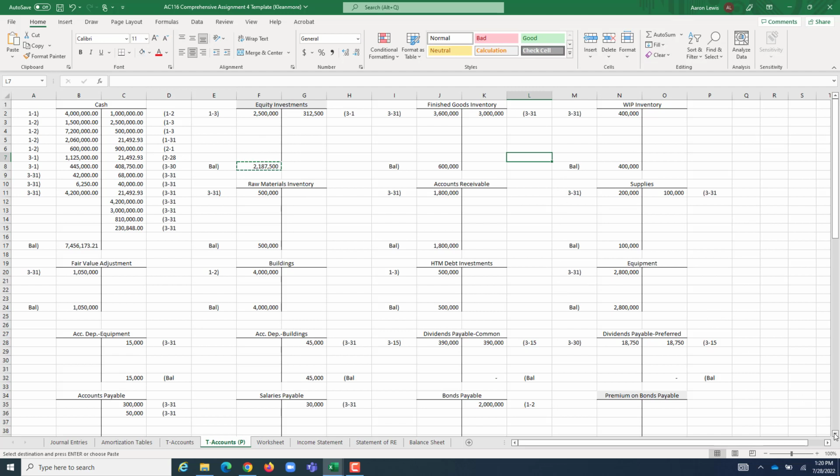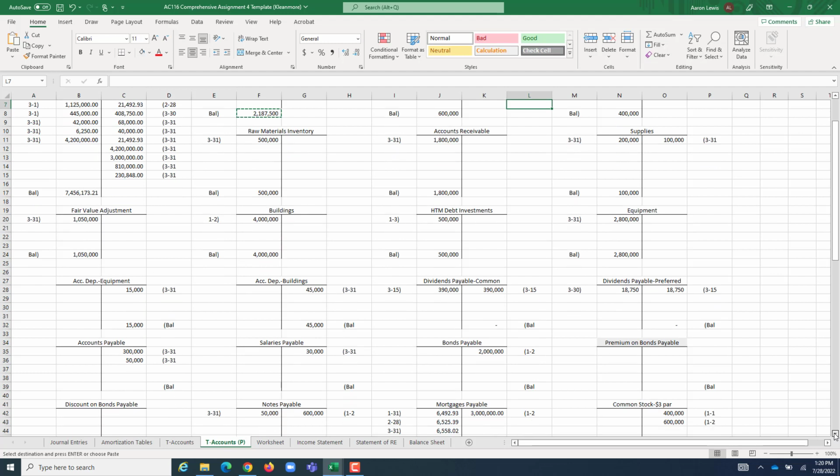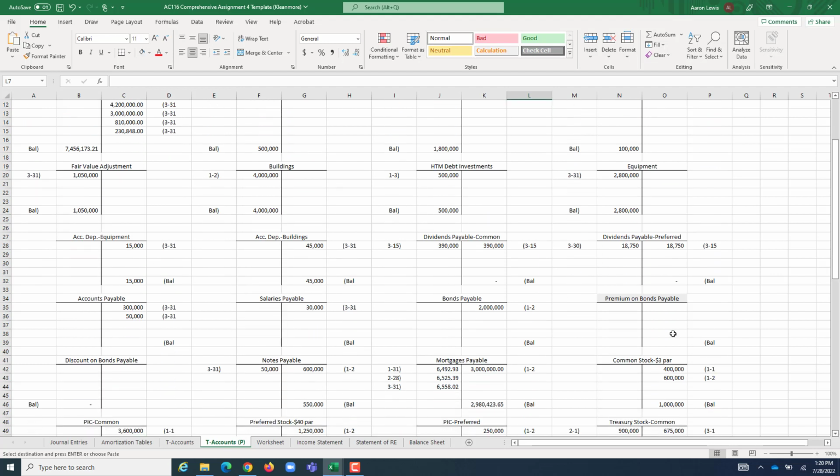Down here below, I left a couple of liability accounts open. I didn't even touch premium on bonds payable. Why would I do that? It's because liability accounts work the opposite way of asset accounts. They're supposed to go up on the credit side and down on the debit side. So I figure I would do one example for debit balance accounts and one example for credit balance accounts. Here is our credit balance account.